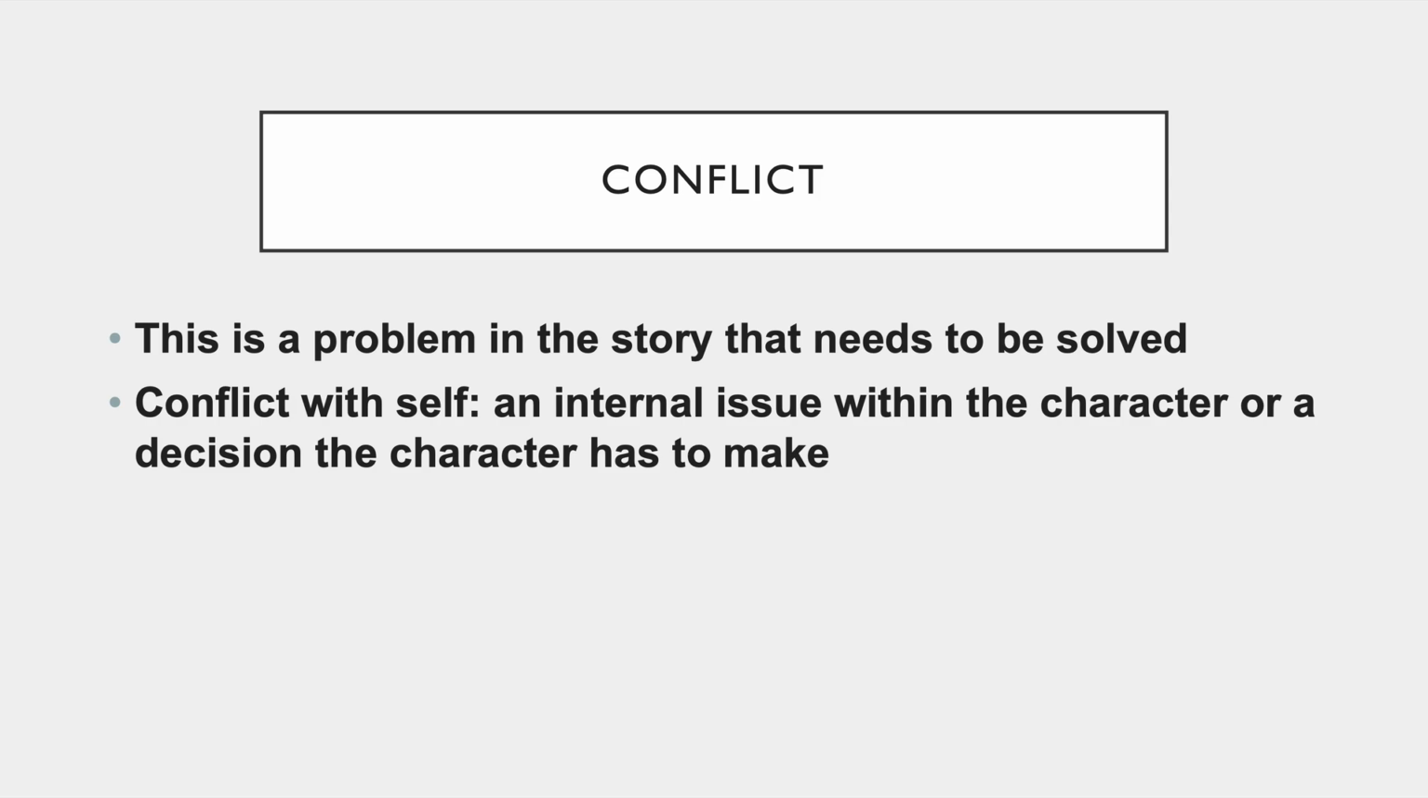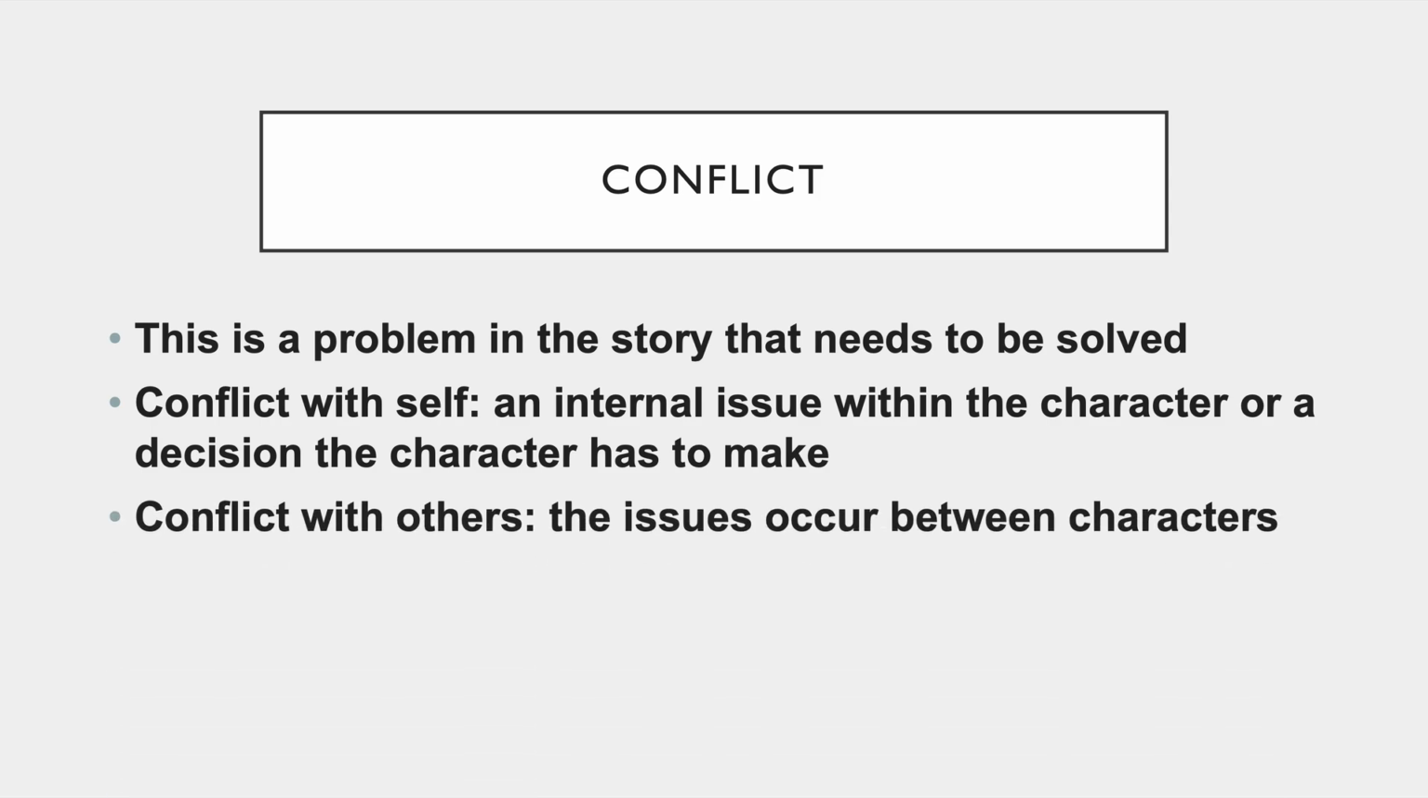So maybe they have to decide, am I going to go to school today or not? Am I going to have patty for lunch or box drink? You understand? So once it's a problem or a decision that the character is trying to make within themselves, that is conflict with self, internal conflict. You also have conflict with others. That is now a conflict or a problem that is occurring between the characters. And this is the main type of conflict that you will see in your stories.